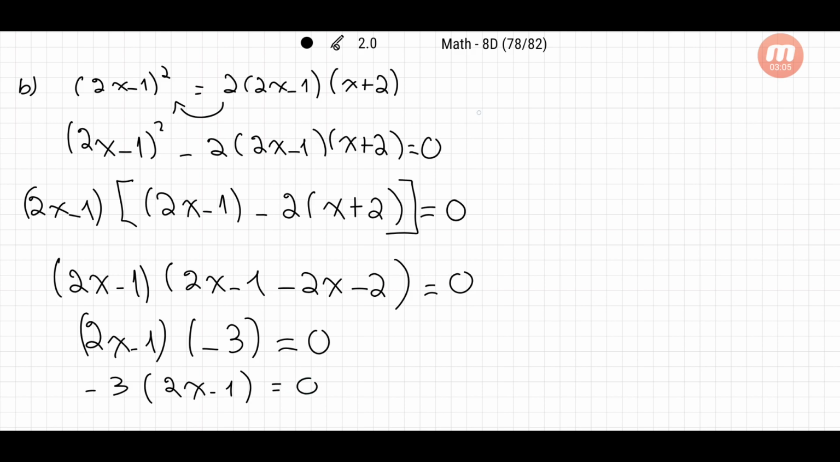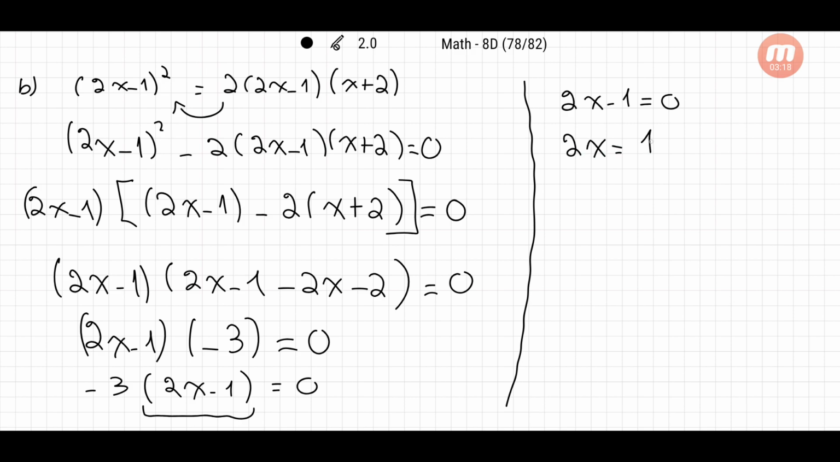Now I have only one factor, which is 2x − 1, so I take it as 0 and I solve. So 2x − 1 equal to 0, 2x equals plus 1, and x equal to 1/2. This equation has only one solution.